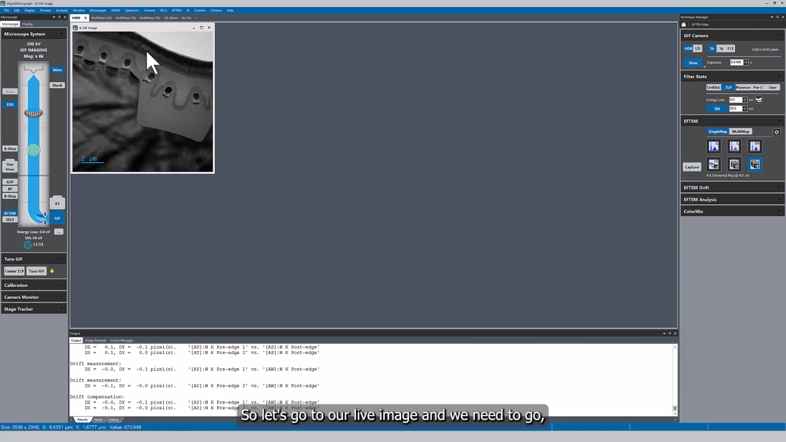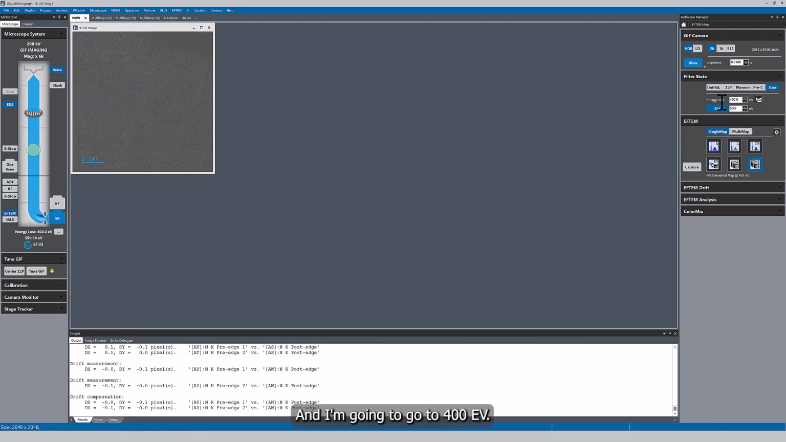So let's go to our live image, and we need to look at a filtered image at energy loss and do some focusing. So we need to have the slit inserted, and I'm going to go to 400 eV. We don't need to go to the exact energy loss that we are mapping for our experiment. We just need to go to something that's a few hundred eV and use a slit width that's maybe 50 to 100 eV wide.